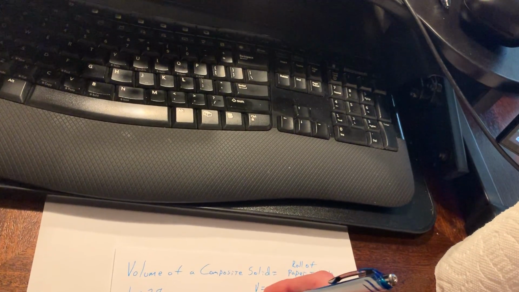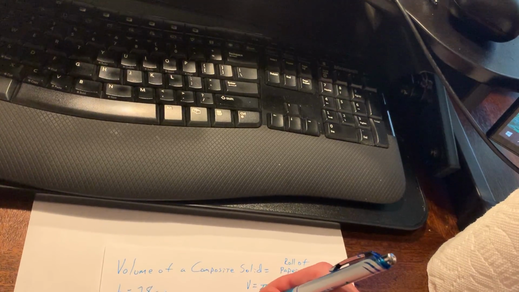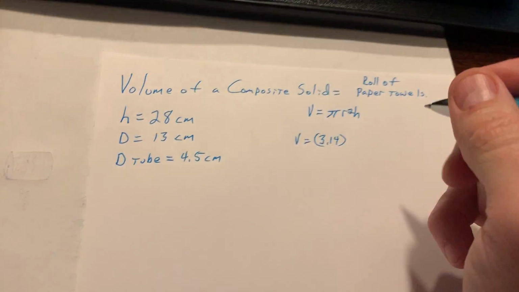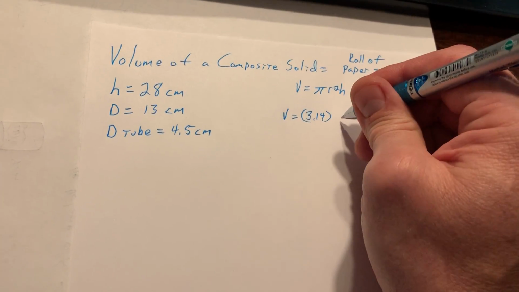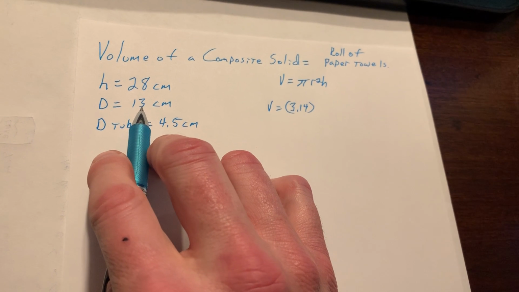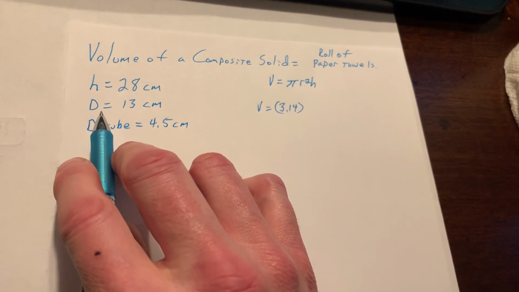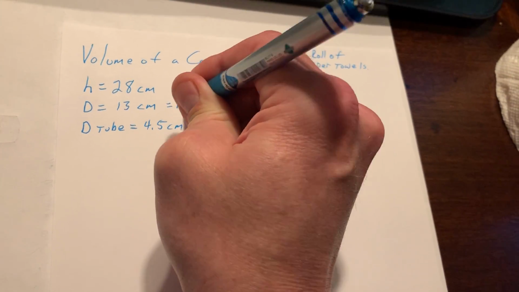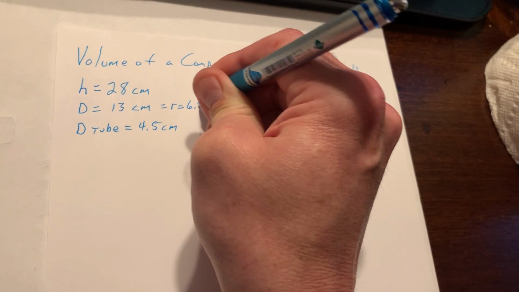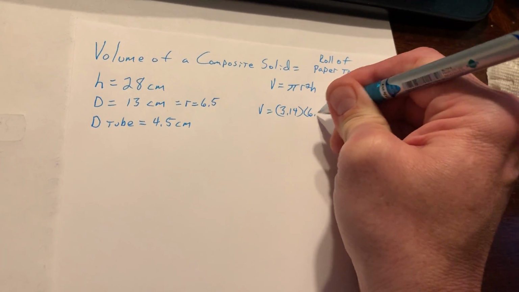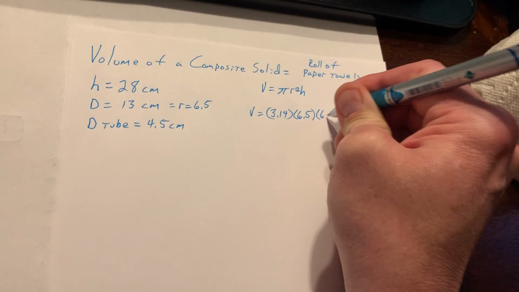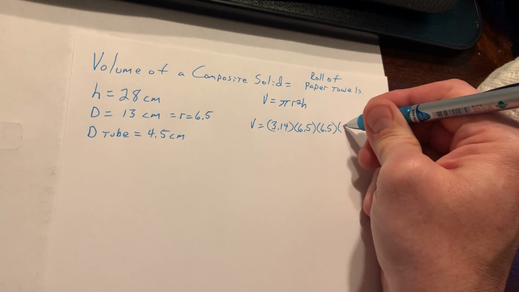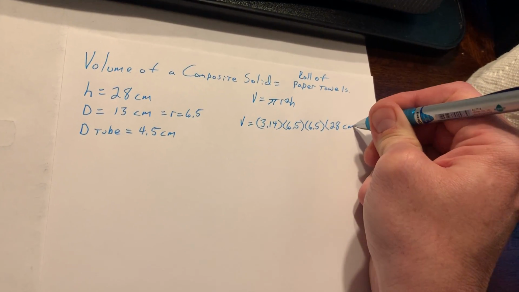To do that, we're going to substitute the values that we have. We're going to put 3.14 in place of pi. And then for our case, we're looking at 13 centimeters as a diameter. We don't need a diameter, we need a radius. So we are going to have to cut that in half, which is going to give us 6.5. And then the height, which is 28 centimeters.